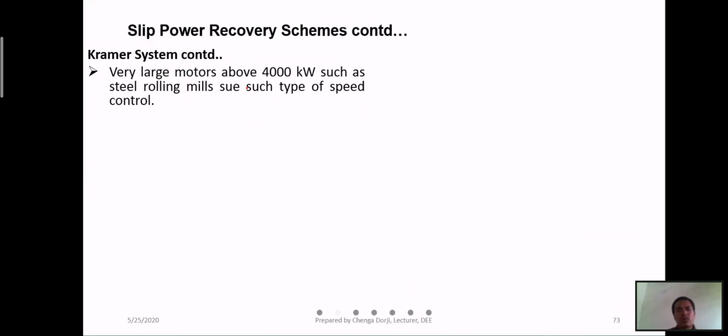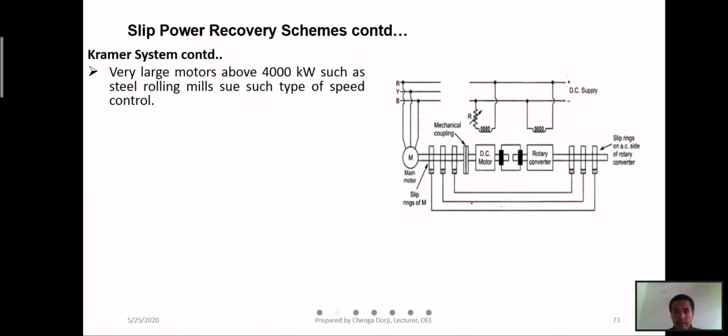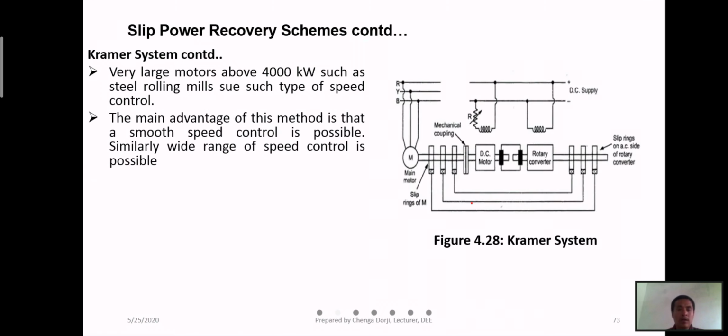Very large motors of about 4 megawatts, such as in steel rolling mills, use such a system. The main advantage of this method is that it produces smooth speed control, and a wide range of speed control is possible. These are some of the advantages of the Kramer system.